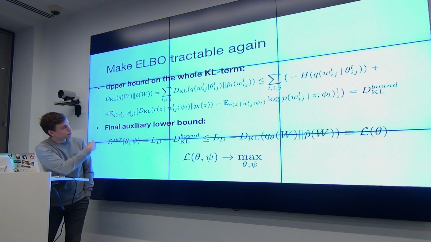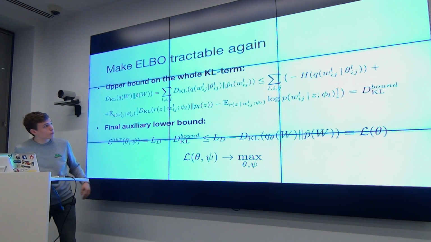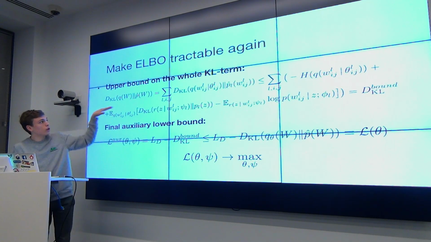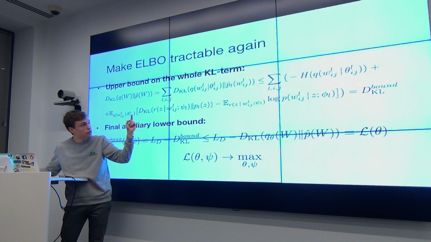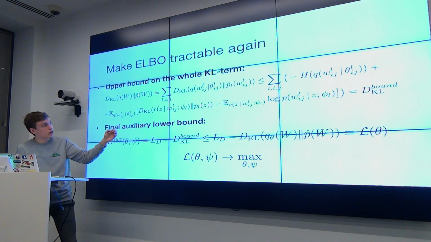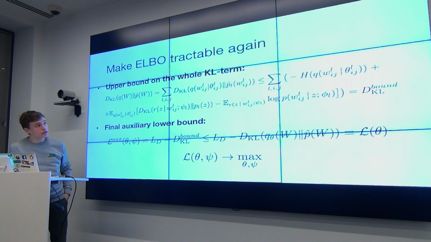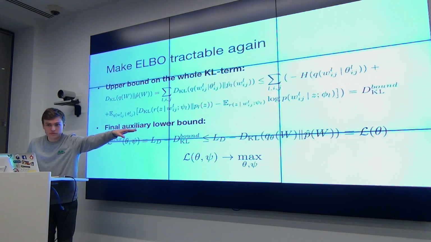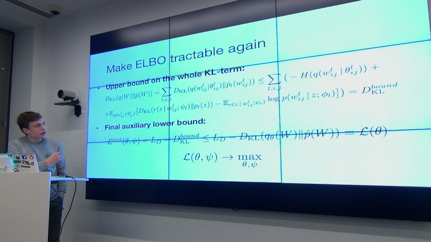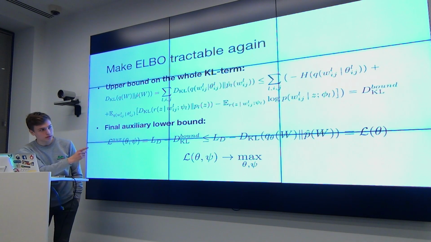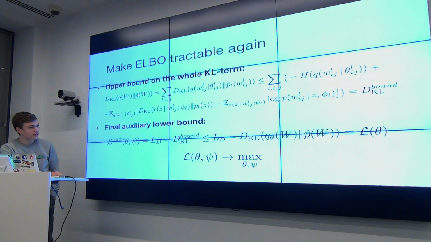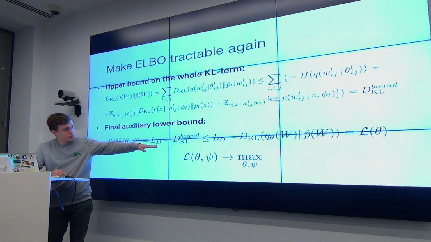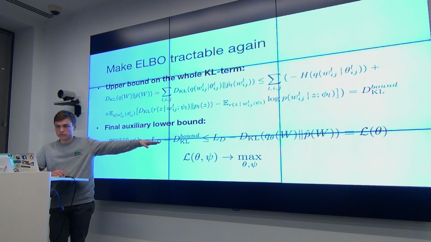Then we use these upper bounds for each term. So the whole term splits into a sum over all kernels, over layers, channels, and filters in each layer. For each scalar divergence, we use this upper bound. It's just copied from here. Okay. And then we can construct our final auxiliary lower bound on the lower bound. And it looks as follows. It's just the data term minus our upper bound.